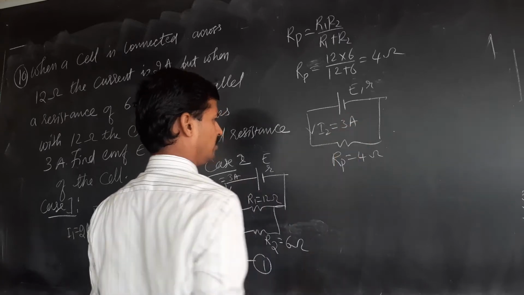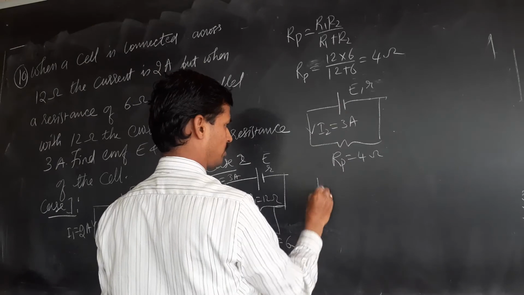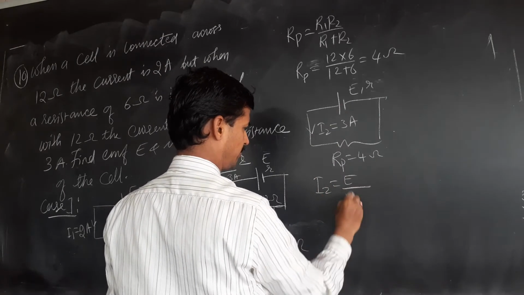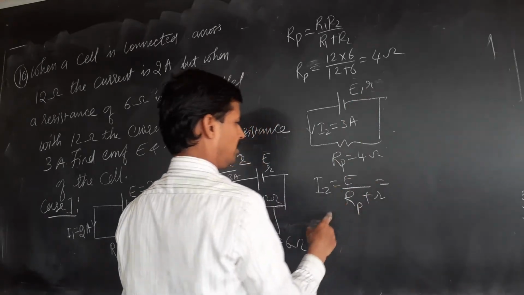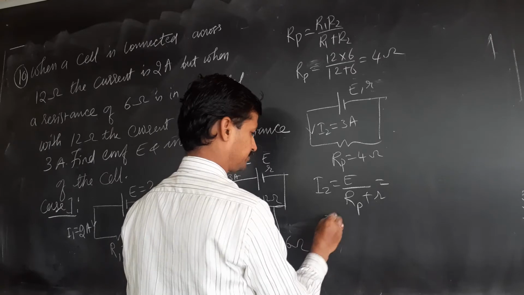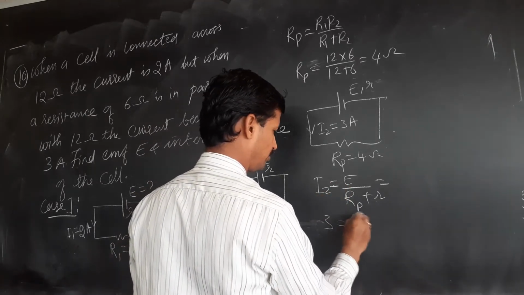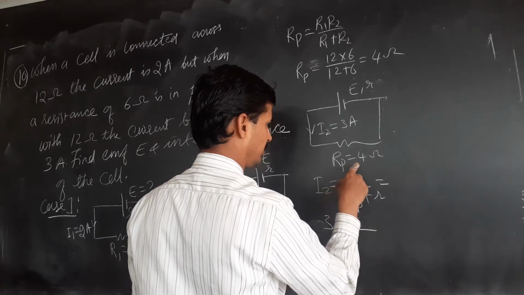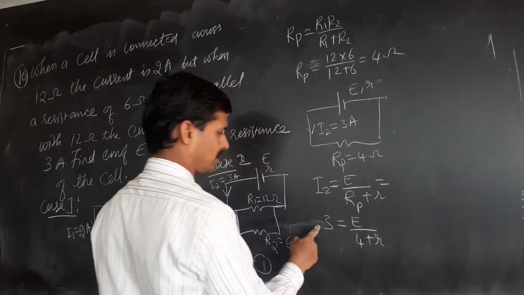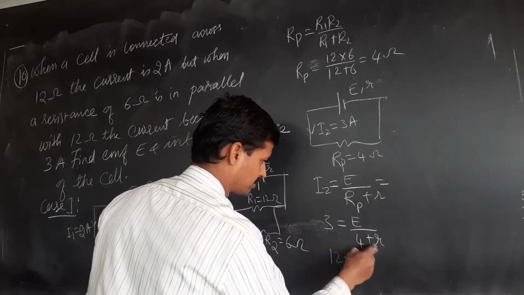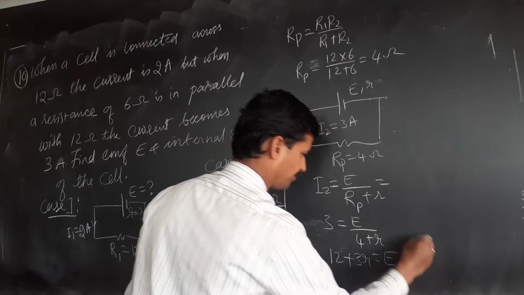And current I2 happens to be 3 ampere. How do you write the current formula for this circuit? Applying Ohm's law, I2 is equal to E divided by external resistance plus internal resistance. Current is already given, that is 3. EMF we don't know. External resistance is 4. Internal resistance we don't know. This will be cross multiplied. 3 4s are 12 plus 3R is equal to E. Call it equation number 2.